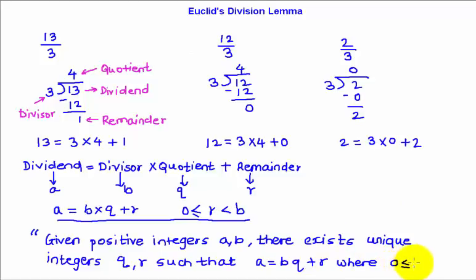The remainder R, or the value of R, is equal to or greater than 0 and it is less than the divisor, that means B. So this statement is called Euclid's division lemma. This concept is used in further deriving Euclid's division algorithm to calculate HCF of given numbers.